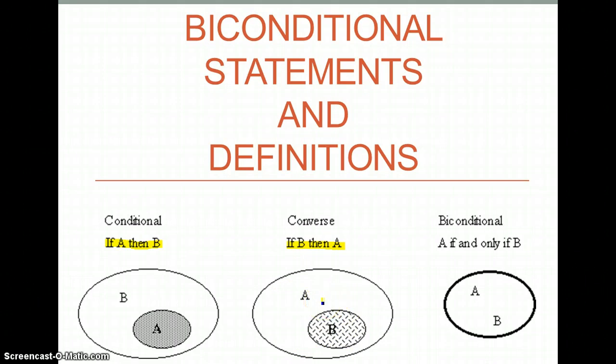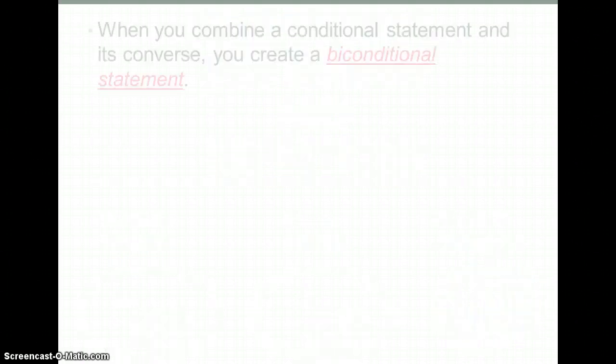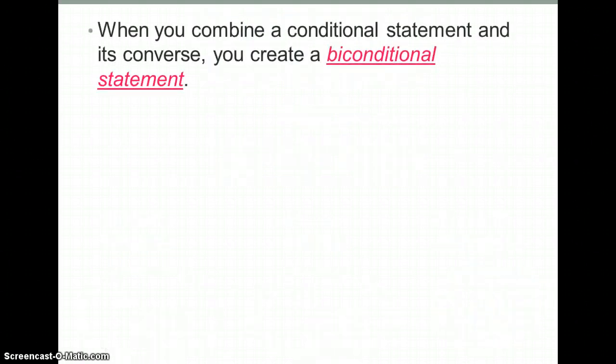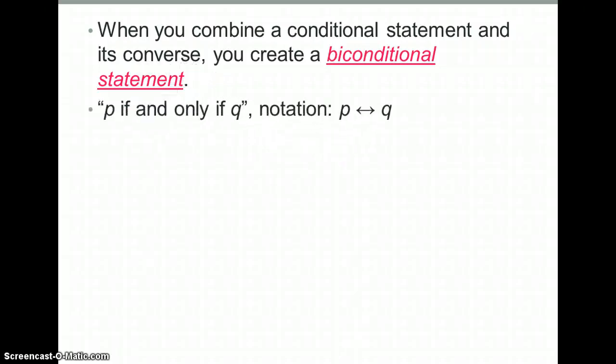And today we're going to move to the biconditional. So bi is a prefix meaning two, and we have the statement A if and only if B. So we'll see now how these two will come together. When you combine a conditional statement and its converse, you create a biconditional statement. P if and only if Q.